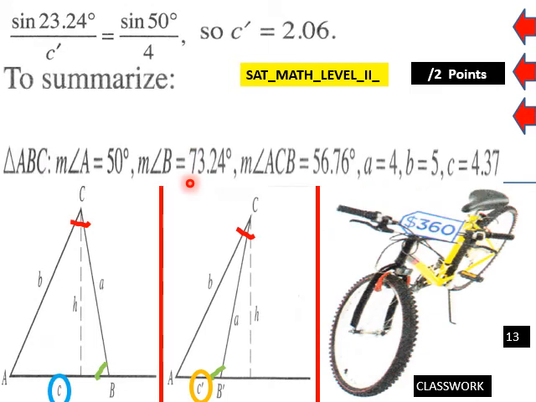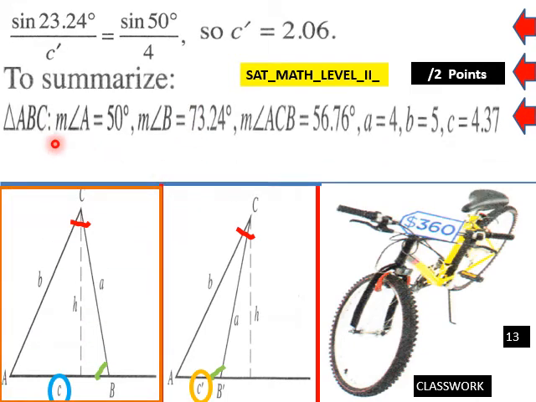To summarize, triangle ABC, this triangle here: measure of A is 50 degrees. Here's your measure A is 50. Measure of angle B would be 73.24. And then the measure of angle ACB up here would be 56.76. Side a will be 4, b will be 5, and then c will be 4.37.